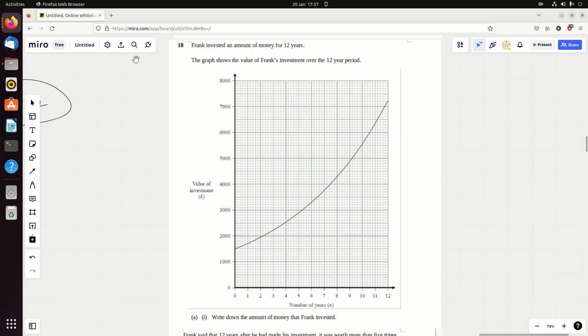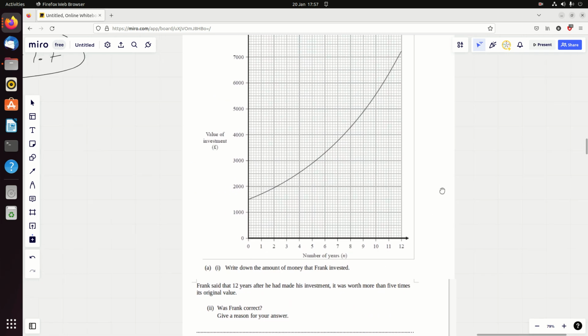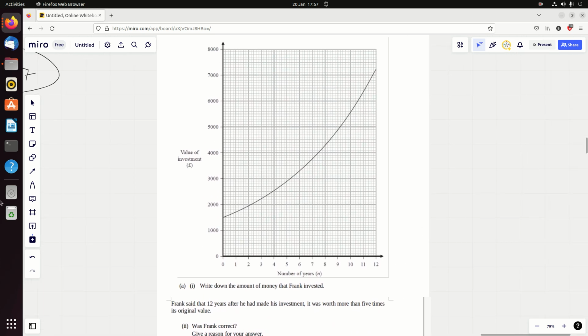Okay, Frank invested an amount of money for 12 years. The graph shows Frank's value of investment over the 12-year period. Right, when a question says write down in maths, it means in some way it should be obvious. Now, don't get me wrong, I've done maths papers before where it says that kind of thing, and I'm like, they're implying it's obvious, and I'm not finding it obvious. We all feel like that sometimes.